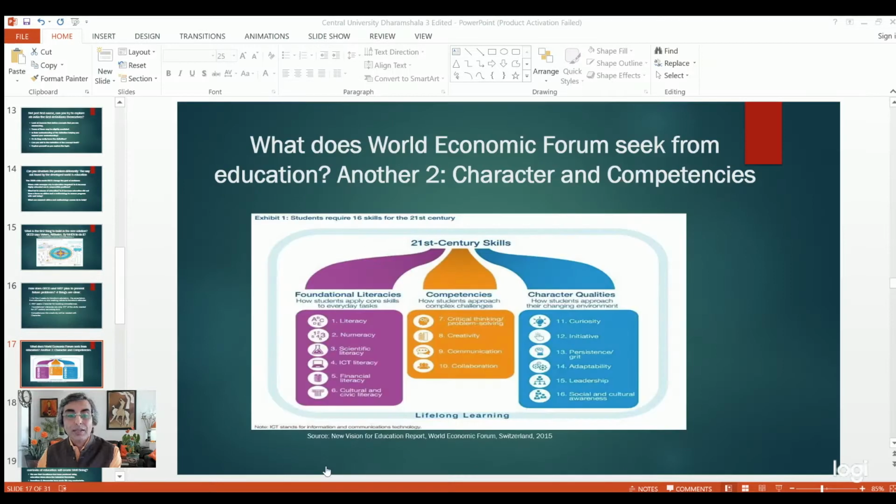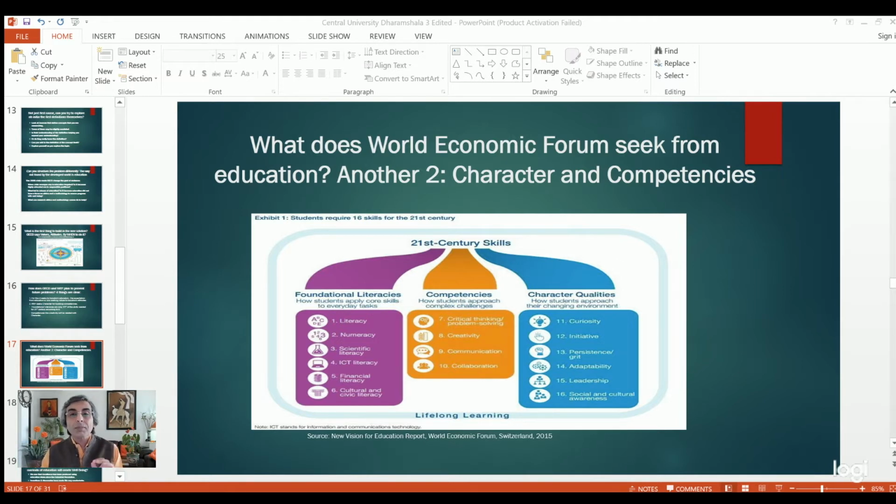So how does this look? In their New Vision for Education report given in 2015, what currently education is obsessed with is literacy, numeracy, ICT literacy, financial literacy, because of so many problems. That's what will get students their high salaries. So students are ignoring many other skills to develop competencies in financial literacy, scientific literacies, and all that. But that's only one third of the things that the World Economic Forum says will be needed in the 21st century. What is the parameter in which all this works? The parameter in which all this works will be lifelong learning.